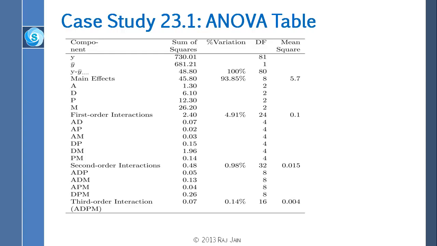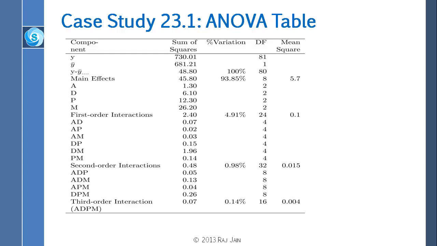Okay, so when we say first order, this is a 2-factor interaction. When we say second order, we have 3-factor interactions, and third order is the 4-factor interaction. So there is a difference between the order and the number of factors. So anyway, you can calculate how much percentage of variation each of them is explaining.